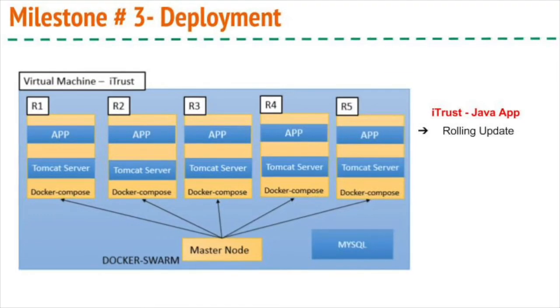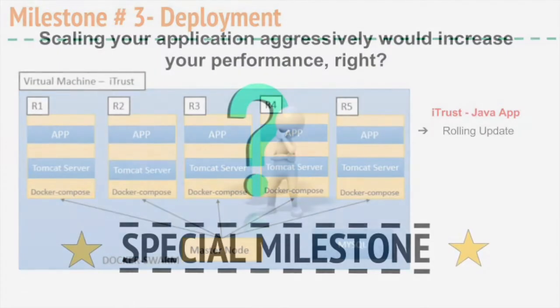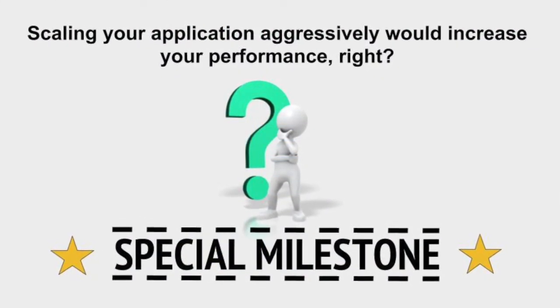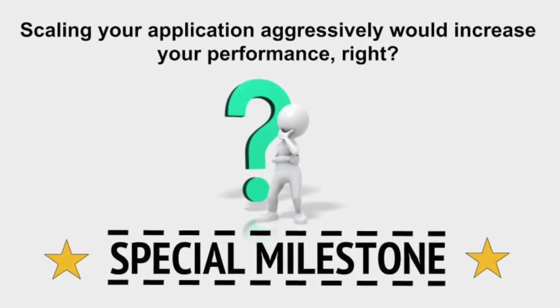We make use of Docker Swarm to implement the rolling update. There is a master container node that controls the other slave replicas of iTrust. It upgrades each instance one after another with a 60-second delay. Does scaling your application aggressively increase your performance? This is the question we try to address in our special milestone.